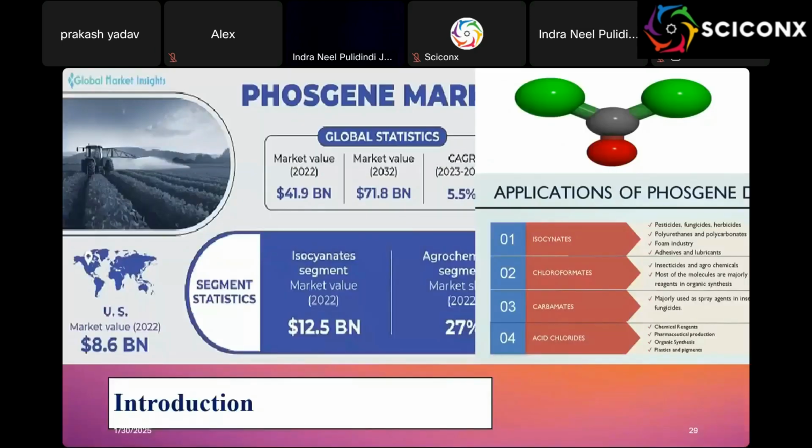Because we know that phosgene is a toxic gas, and it is used in agrochemical chemistry and isocyanate segments, and it is used in pesticides and other adhesives and lubricants from industry. In the majority of spray agents we are using phosgene and its derivatives. So that's why detection of phosgene gas is also important.